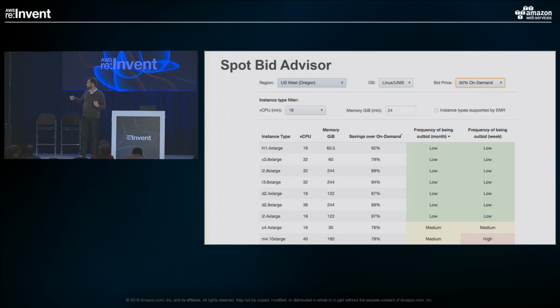And you can see for the types up top, that was fairly low. For the types down below, there's more contention for those resources, so it'd be more frequent. For those, if you needed those specific types, you may want to choose a strategy where you go to 75% of on-demand, or whatever pricing makes sense for your organization.